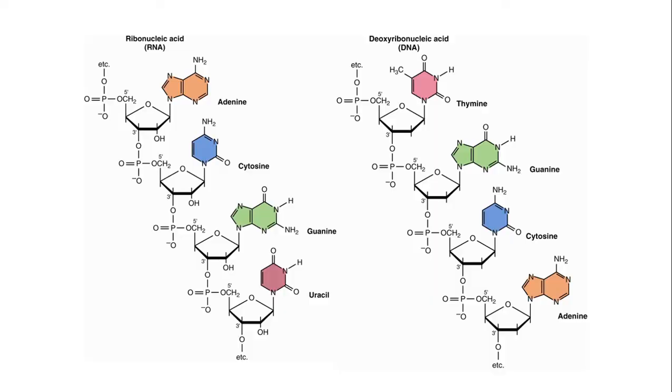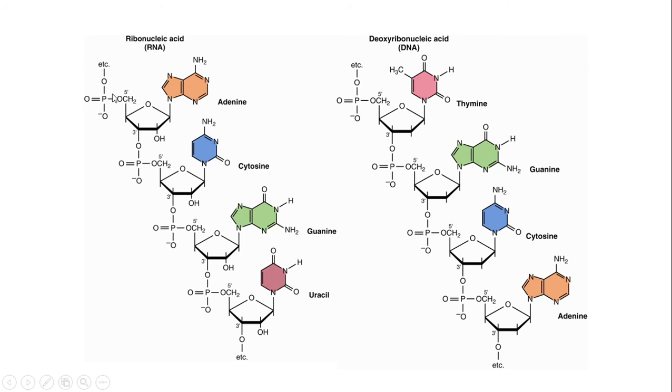So this is depicting a ribonucleic acid chain and a deoxyribonucleic acid chain, RNA and DNA. And again, the only difference here is going to be in this position where we have a hydroxyl group and a hydrogen here. So this is the deoxy that's found in DNA. So here we see adenine, cytosine, guanine, uracil.